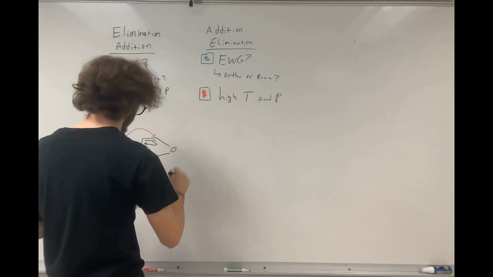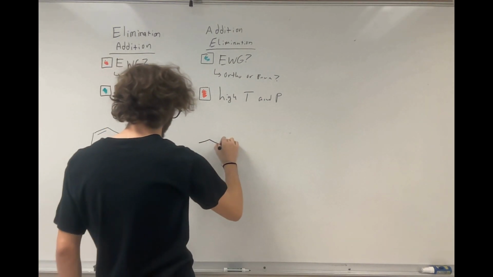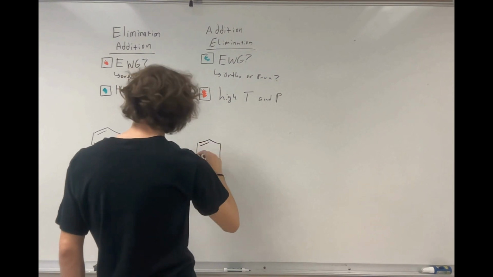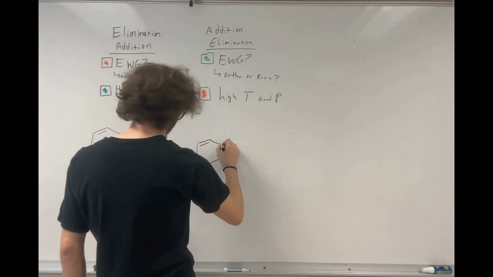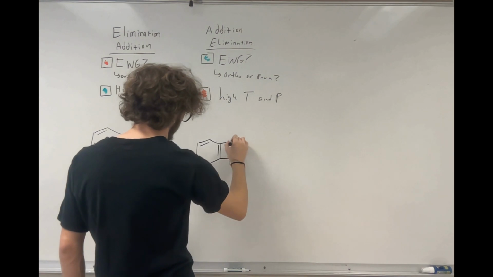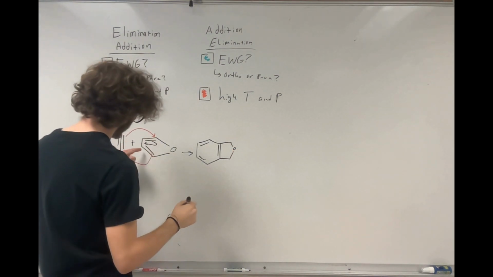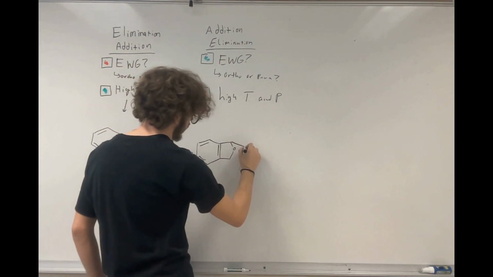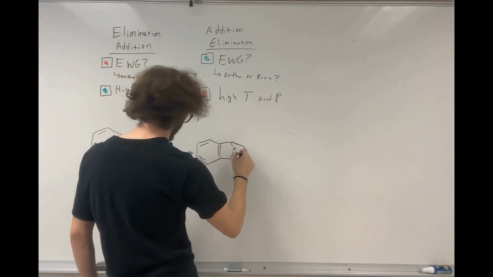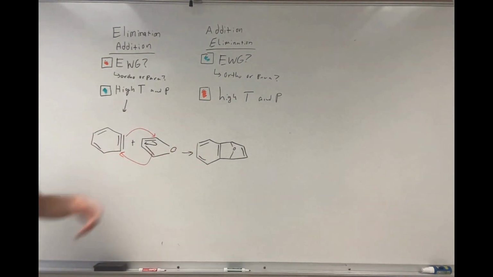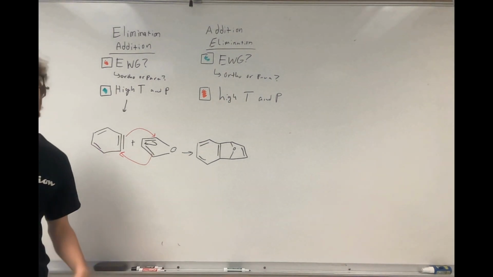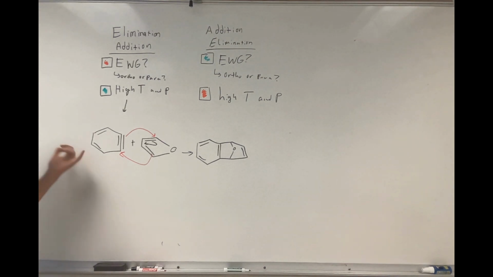So we get this nice little molecule. And then we're going to get 1, 2, 3. Okay. So we get that little addition product that looks like a benzene fused with a furan, and that can only happen if we make benzyne. So that is evidence there that elimination addition goes through that benzyne intermediate.